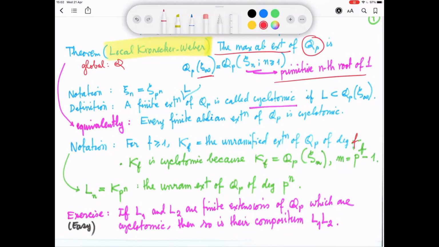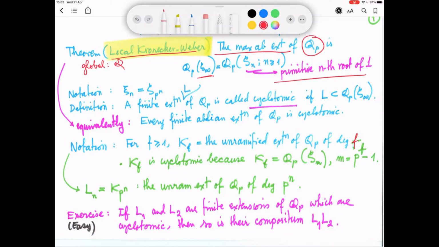So what we have seen earlier is that when you adjoin an nth root of unity to Qp, you obtain an abelian extension. In fact, that's not special to Qp. For any field whatsoever, if you adjoin an nth root of unity to that field, you obtain an abelian extension. The Kronecker-Weber theorem says that for Qp, these are the only ones, or rather, every abelian extension is contained in some such extension obtained by adjoining an nth root of unity.